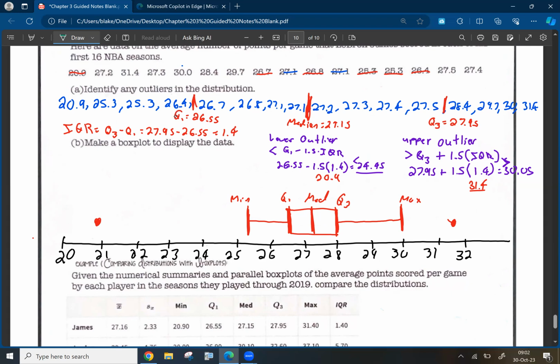So that means that right here this is 25% of the data. This right here is 25% of the data. This is 25% of the data, and this is 25% of the data. So that's how a box plot is structured. It's structured to break it into fourths. Now, they're not always going to be equal length.